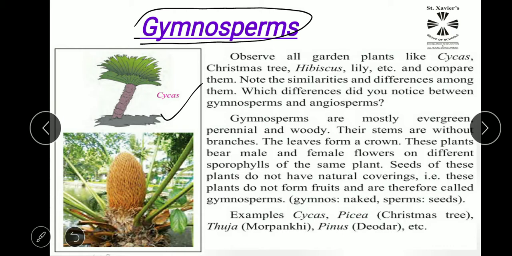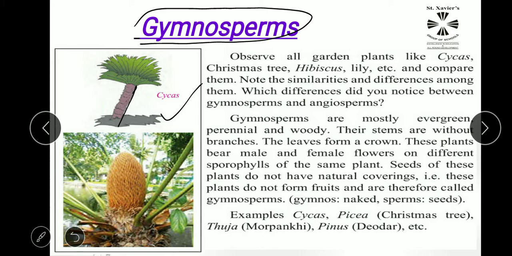Let us see here. Gymnosperms are mostly evergreen, perennial and woody. Most of the time they have leaves. It is not like they lack leaves or the leaves fall in any season. In all seasons they are evergreen and woody, and they are perennial. Their stems are without branches. The cycas picture is shown here; it is a single stem and does not have any branch.